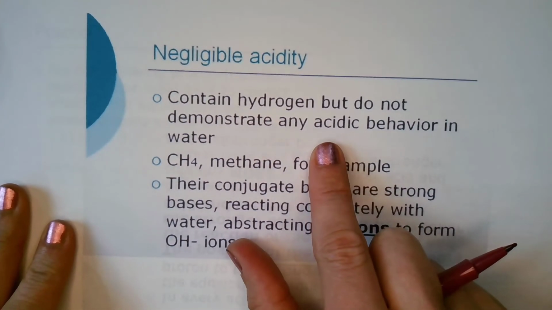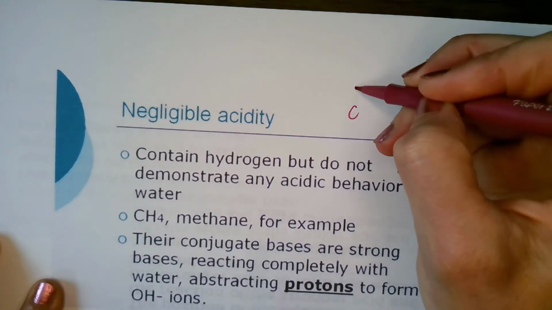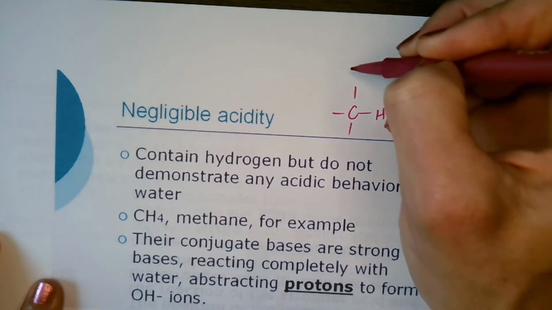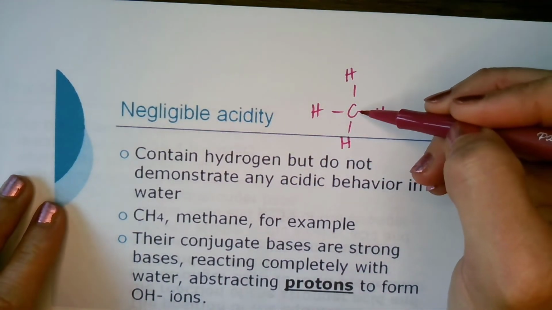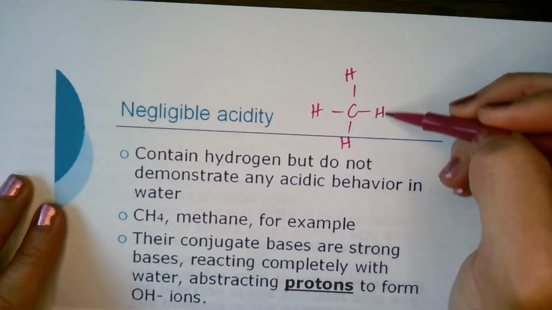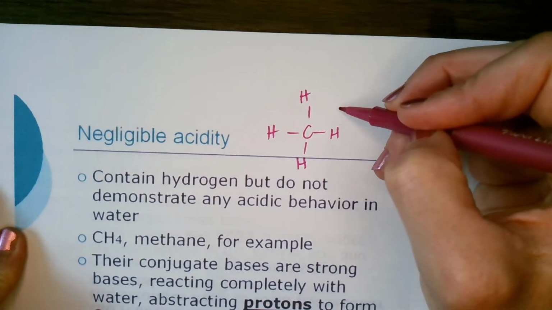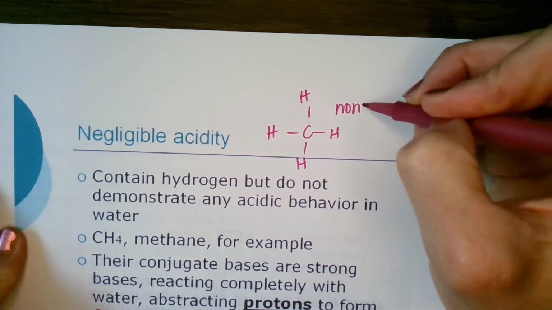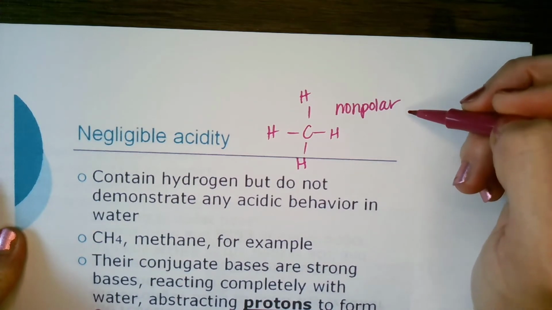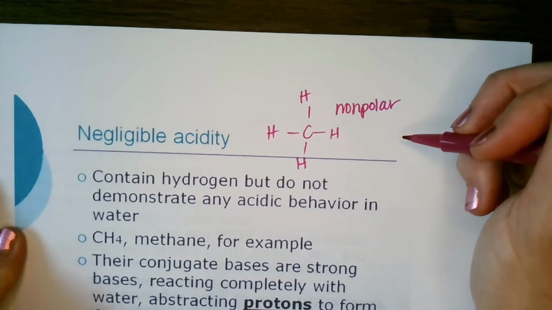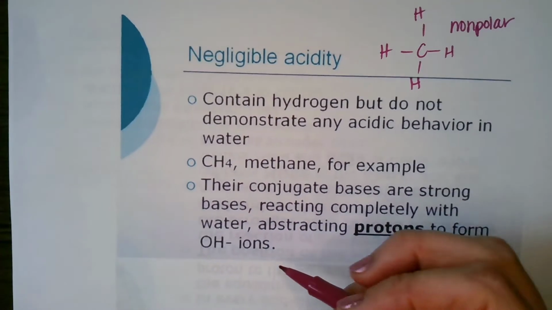So just because a compound contains hydrogen, it doesn't mean that it will exhibit acidic behavior. For example, CH4, methane. If I were to look at methane's structure, we can see that we have carbon surrounded by 4 hydrogens, and it is not an acid. In fact, it's nonpolar and won't even dissolve in water because likes dissolve likes.